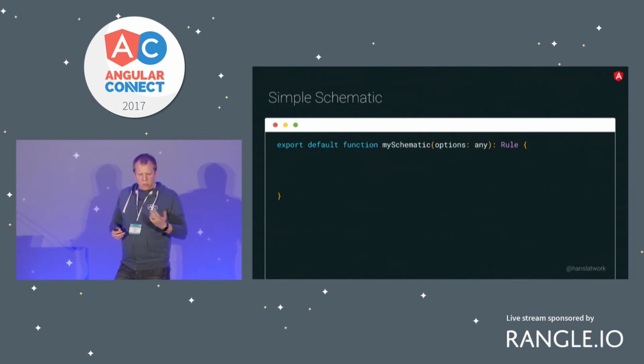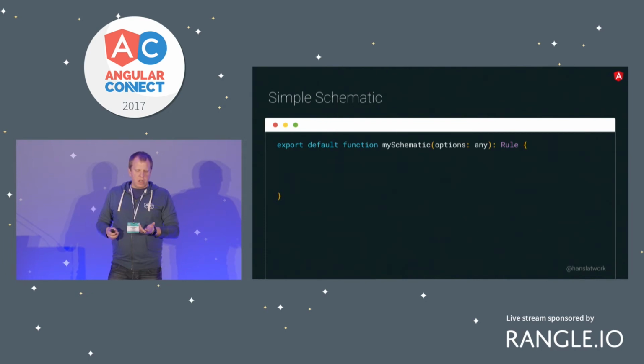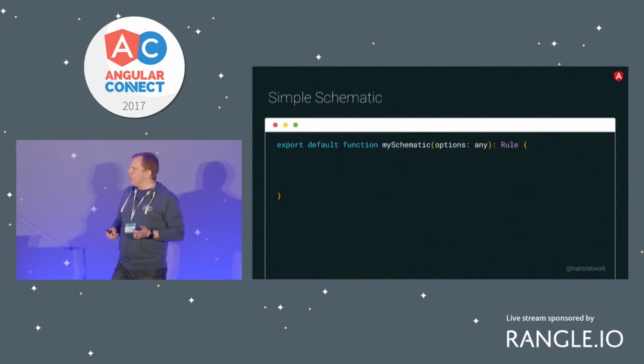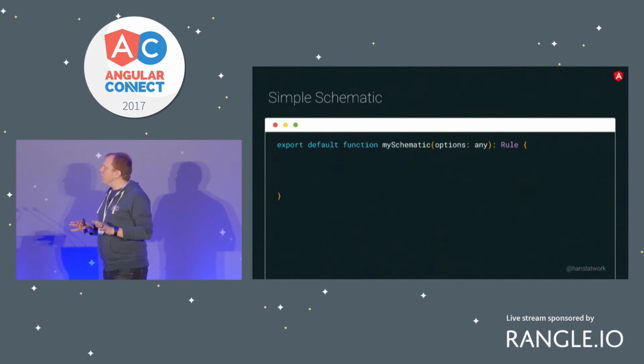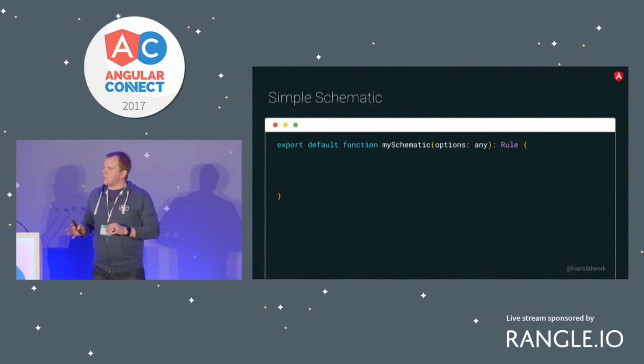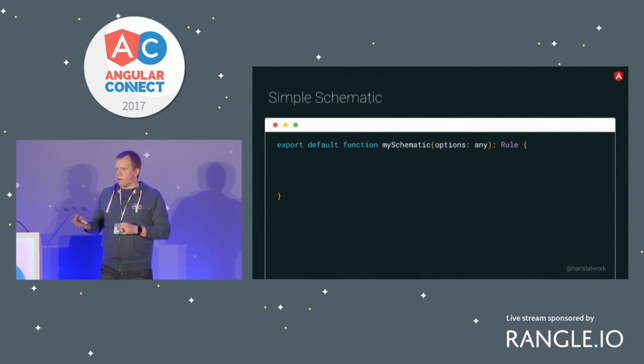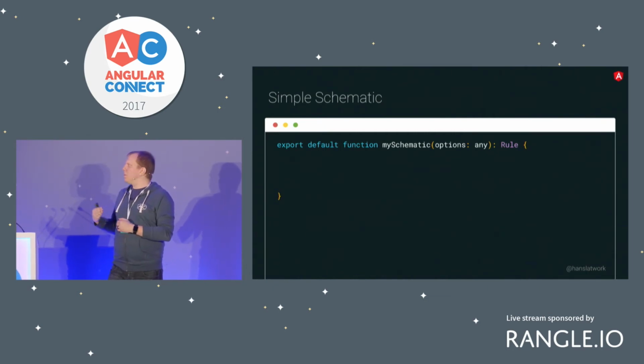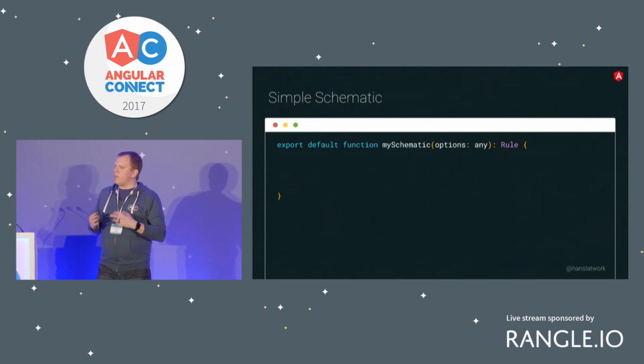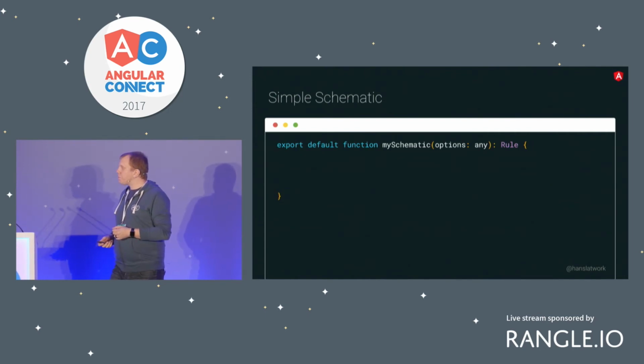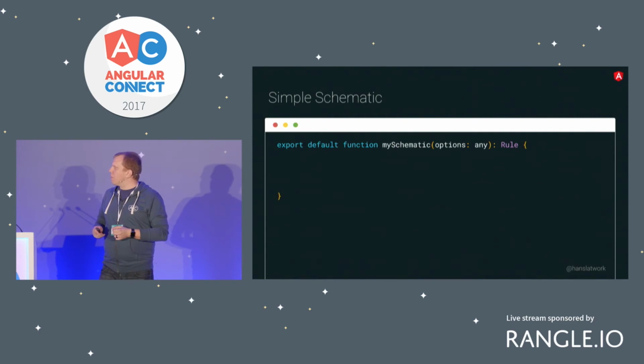So the way you create a schematic is you define a rule factory, and don't freak out about the word factory. It's basically just a function that takes an options. The options are basically provided for you externally, and it returns a rule. So for example, if you run ng generate --x equal y, options.x will be the string y. So it can come from the command line, or it can come from another schematic, and we'll see a little bit how to compose schematics in a bit.